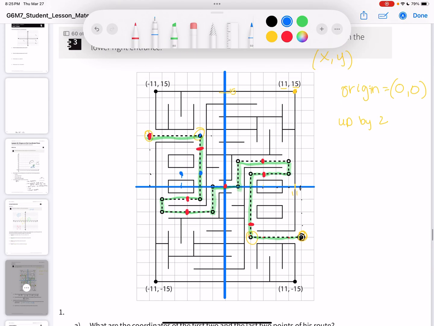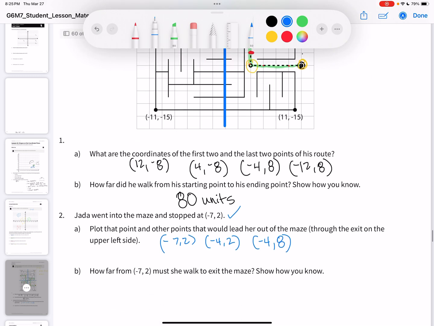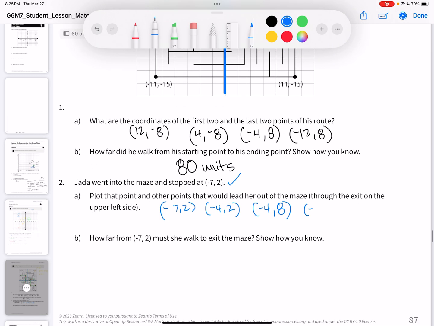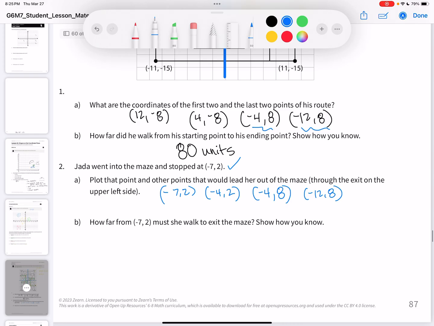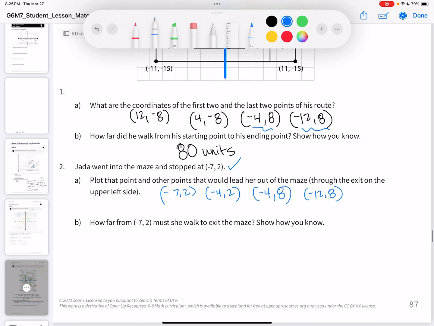And then we need to go to this last dot. So we go over 2, 4, 6, 8, 10, 12. -12, 2, 4, 6, 8. -12, 8. Okay. And if you notice, that's the last two here as well. All right. How far from -7, 2 must she walk to exit the maze?